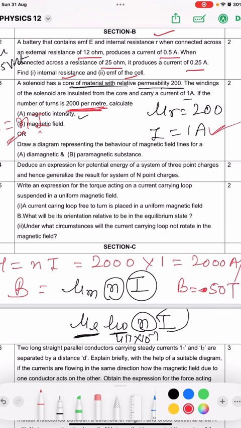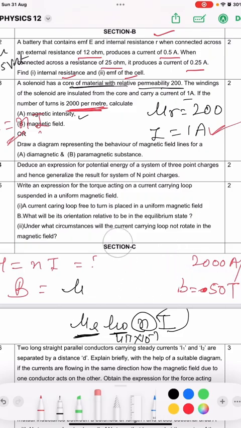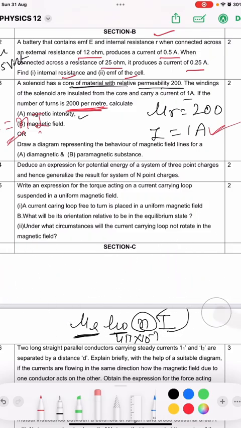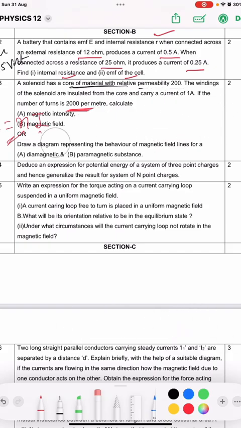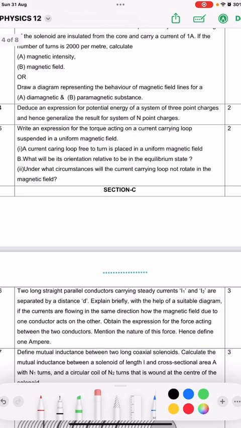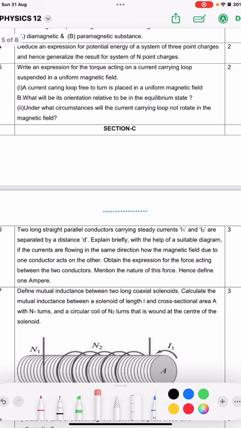So you can calculate. Now let us see question number 14, which is a derivation. Deduce an expression for potential energy of the system of 3-point charges and hence generalize the result for system of n-point charges. So this is the derivation you can directly see from notes. Now let's see question number 15.